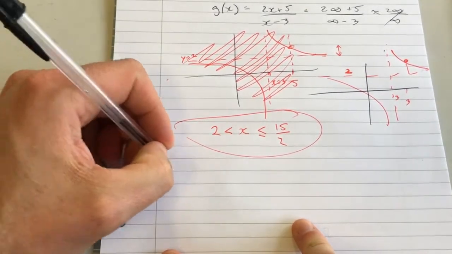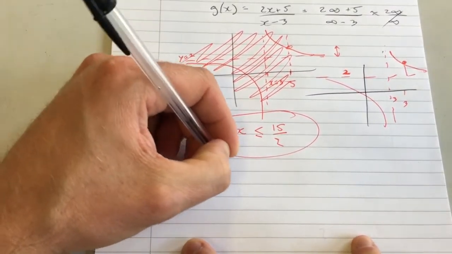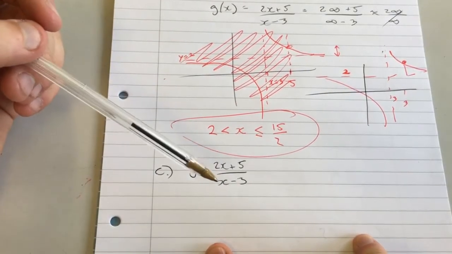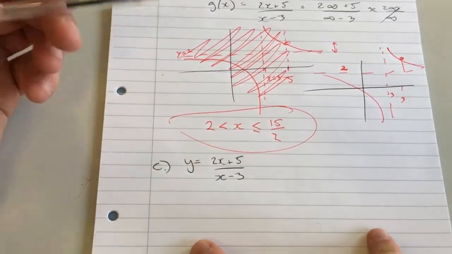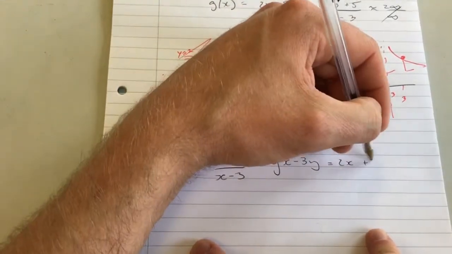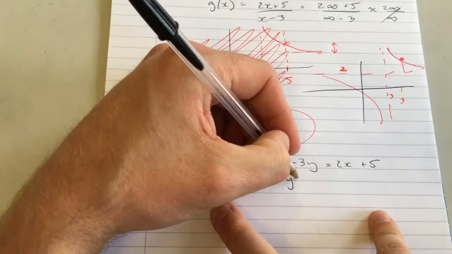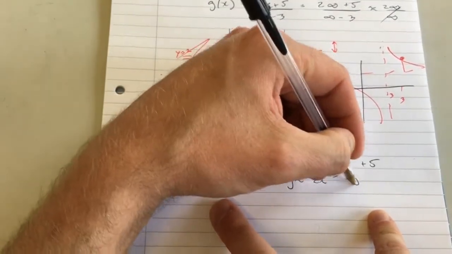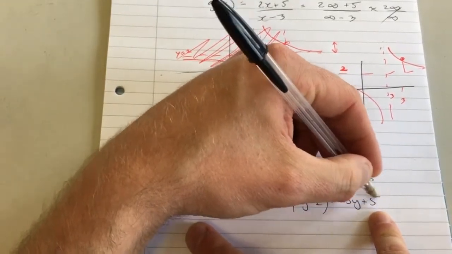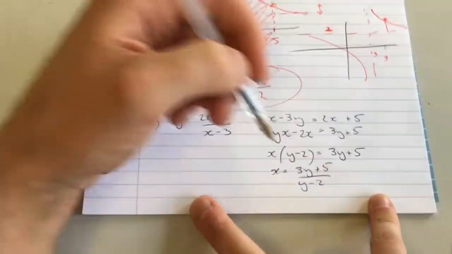Last bit is find the inverse and state its domain. So remember with the inverse, we want to say y equals 2x plus 5 over x minus 3. We're going to rearrange this to get x equals, and then change the subjects over. So times up both sides to get yx minus 3y is 2x plus 5. Get all the x's on one side. So add 3y over, take this over. Yx take 2x equals 3y plus 5. So x times y take 2 is 3y plus 5. So x equals 3y plus 5 over y take 2.